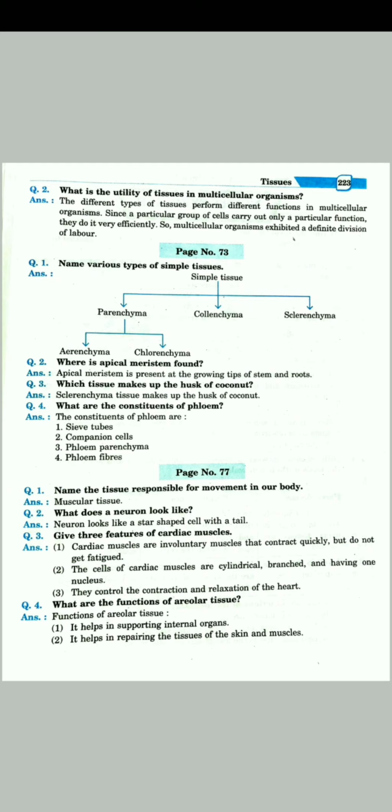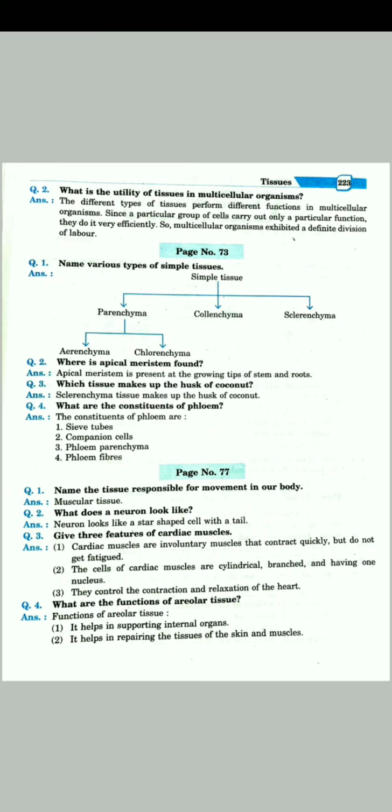Which tissue makes up the husk of coconut? The husk is made of dead cells, and sclerenchymatous tissue is present in the coconut husk. And then, what are the constituents of phloem? You all know about sieve tubes, companion cells, phloem parenchyma, and phloem fibre.